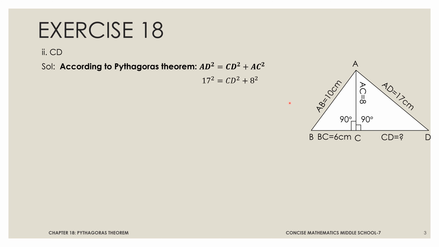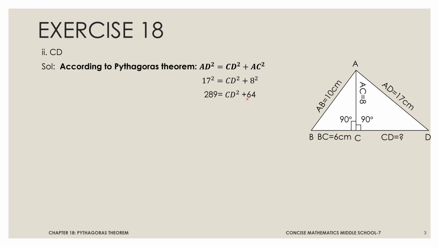Just substitute the values over here. AD is 17, so 17 square is equal to CD square plus AC is 8, so just replace it with 8 square. We need to find the value of CD, so I am placing it as it is. Whenever it is 17 square you need to multiply 17 twice, that is 17 into 17, it becomes 289 is equal to CD square plus 8 eights are 64.